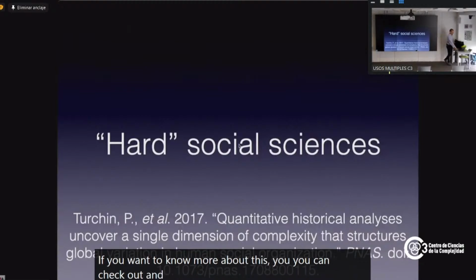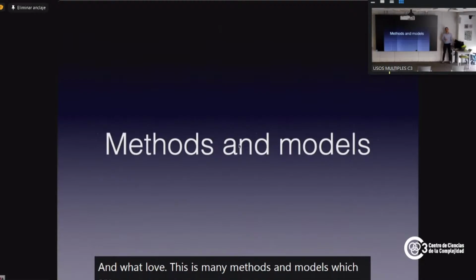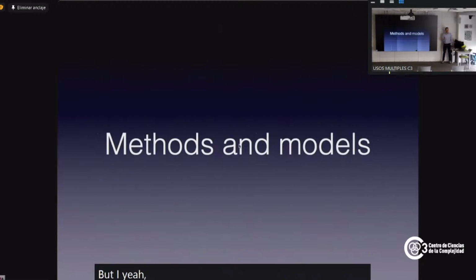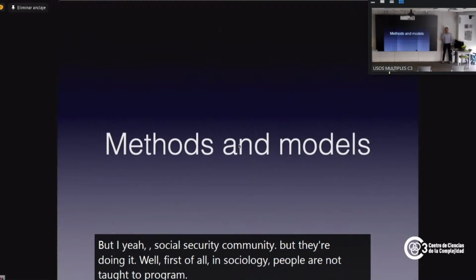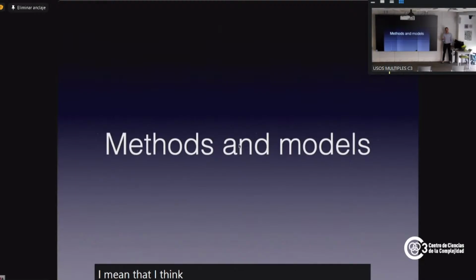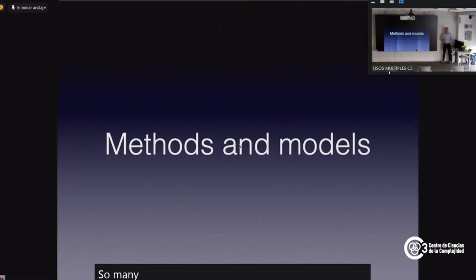And what allows this is many methods and models which are not trivial to be adopted by the traditional sociology community, but they're doing it. First of all, in sociology, people are not taught how to program, but many sociologists are learning how to program by themselves. And fortunately, this has become easier. In the 1980s, it was much harder to program than it is nowadays. There are tutorials everywhere, languages are simpler. Many students who are digital natives are learning to program.